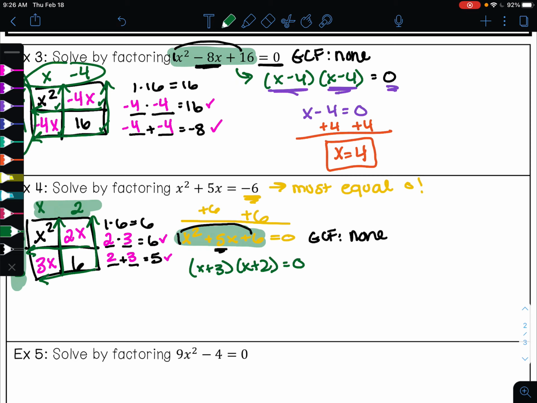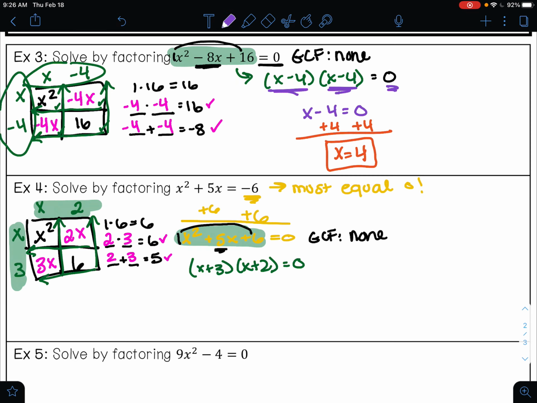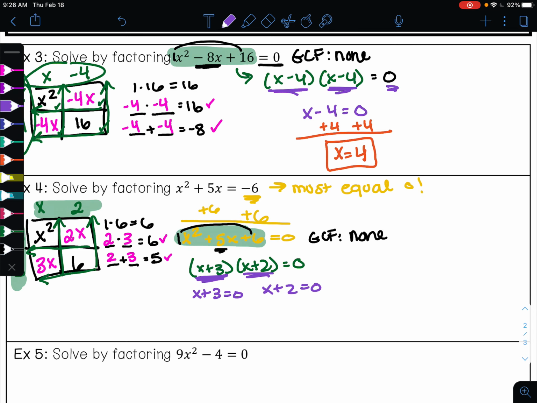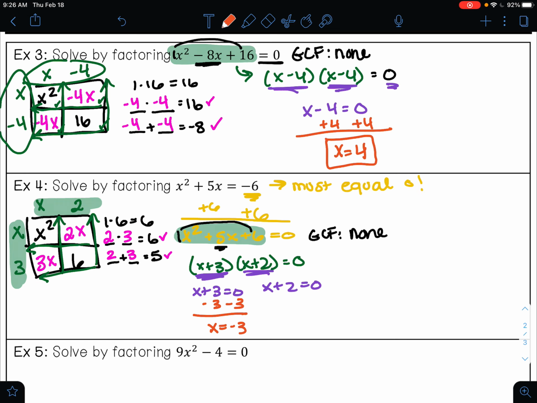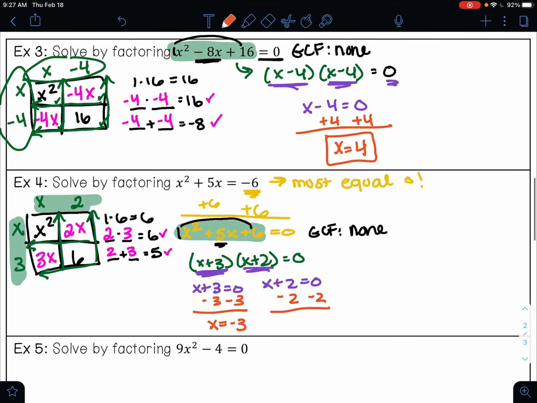Now that I have factored, I can use the principle of zero products. Either x plus 3 equals 0 or x plus 2 equals 0. And now I can just solve each of these equations. To undo addition, I'll do subtraction and get x equals negative 3. To undo addition, I'll do subtraction and get x equals negative 2. So my solutions are x equals negative 3 and x equals negative 2.